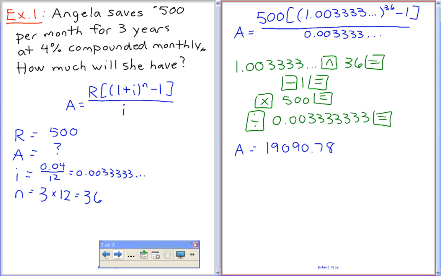Okay, so please make sure you can get 19,090.78. Everyone take a second to make sure you can get that number. If you have a nice calculator, you can do it all in one step. I did bed mass up on the board there. So I start on the inside with the exponents, 1.003333, raise that to the exponent 36, and it equals, subtract 1, and it equals, times 500, it equals, divided by 0.003333. Again, if you have a super duper calculator, do it all in one step.